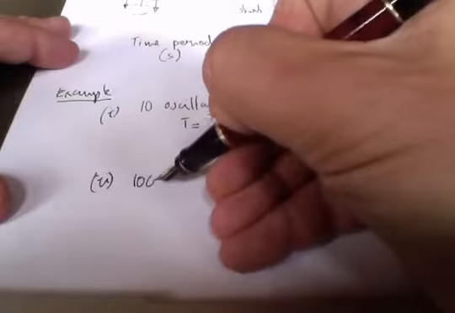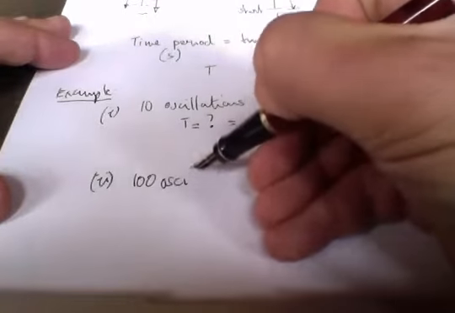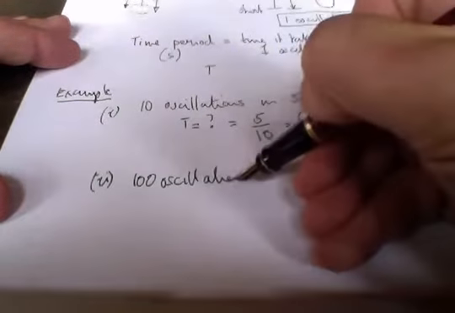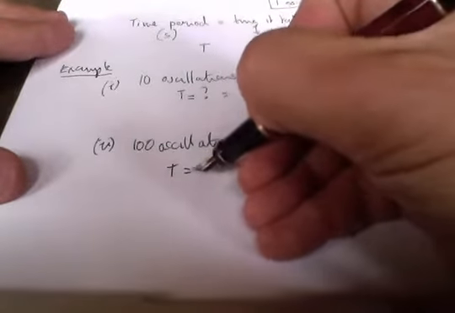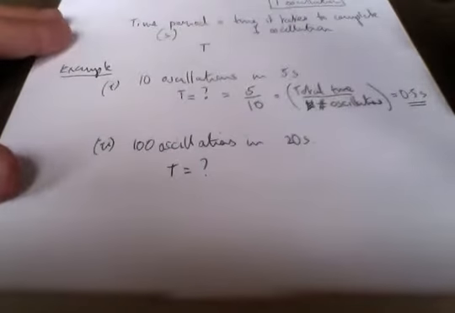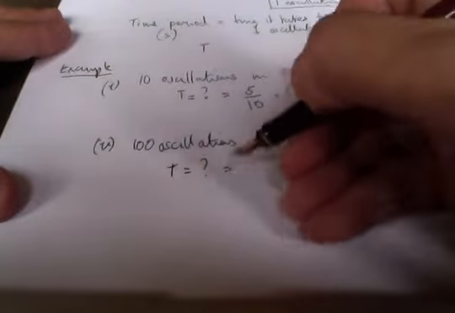Okay, let's try another example. What about if we have 100 oscillations in 20 seconds? Okay, what's the time period going to be? If you think you know, hit pause and work it out. Otherwise, here comes the solution.